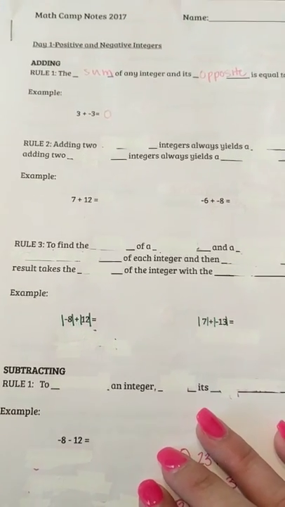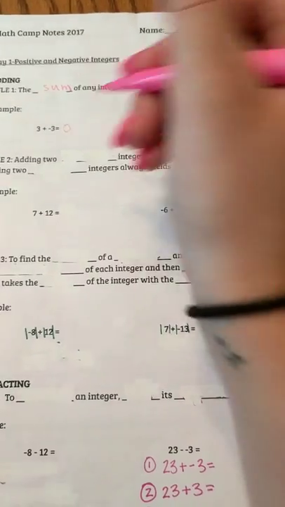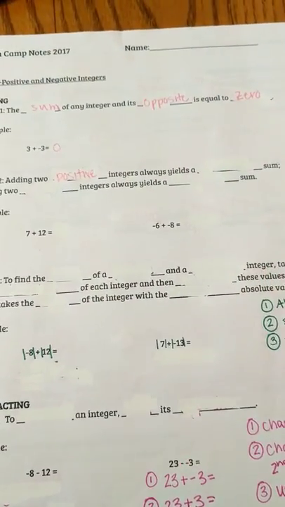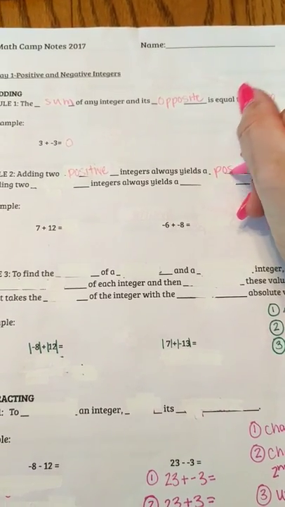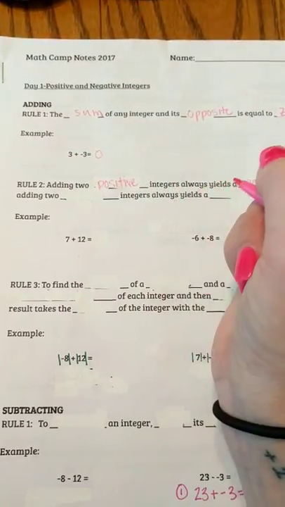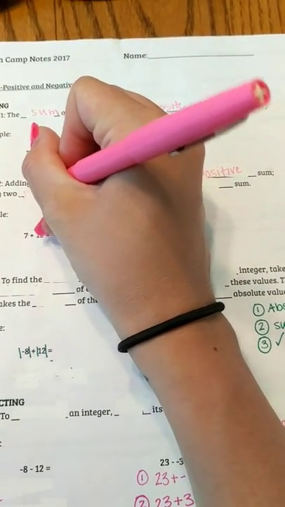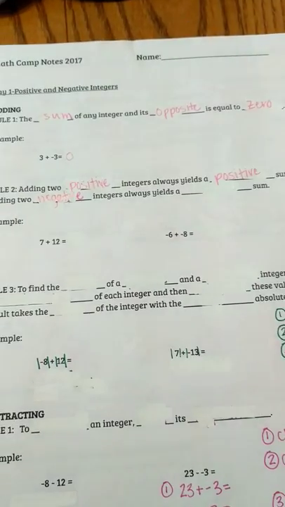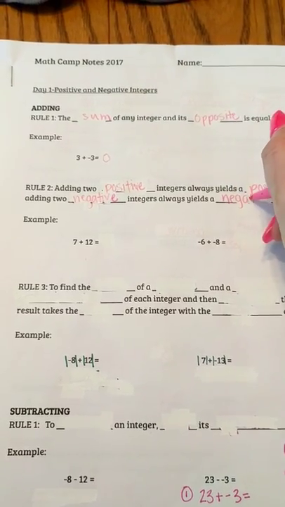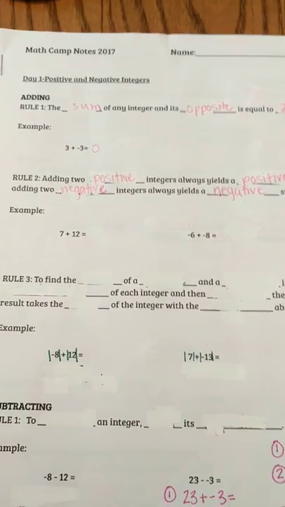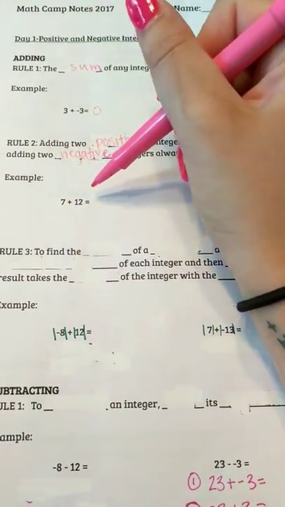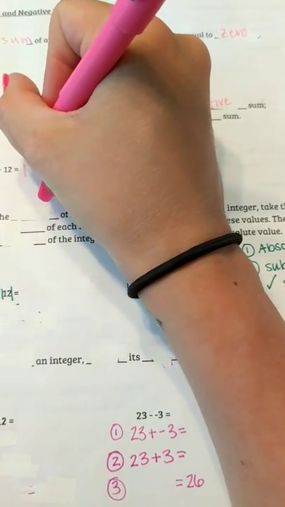Okay, rule number 2, adding 2 positive integers always yields a positive sum, and adding 2 negative integers always yields a negative sum. So an example of that being 7 plus 12, so both of those are positive, so this is going to end up positive, is 19.